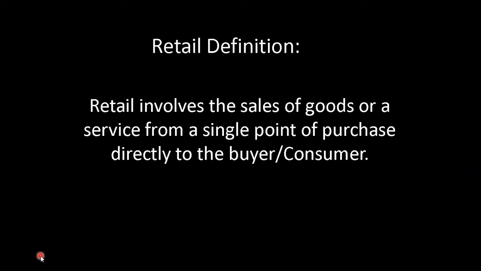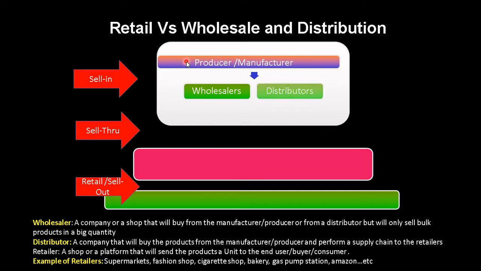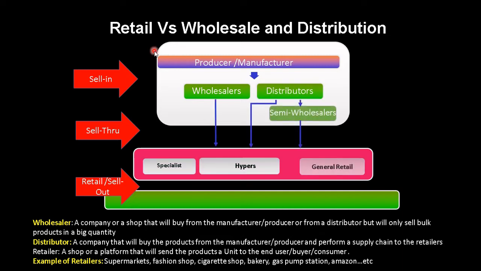Well, retail involves the sales of goods and services from a single point of purchase directly to the buyer, consumer, or end user. Wherever the buyer, the consumer, and the end user get a product or a service, that place will be called a point of retail. In order for you guys to understand where retail is situated within the sales process, we will give you a clear definition of retail versus wholesale and distribution.